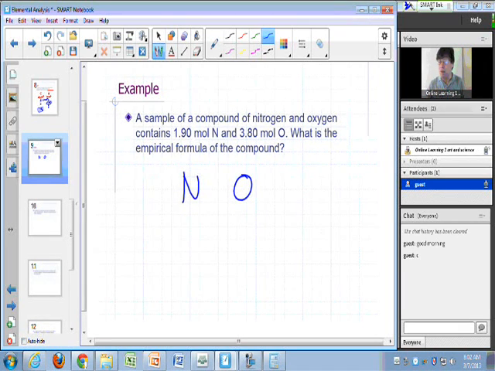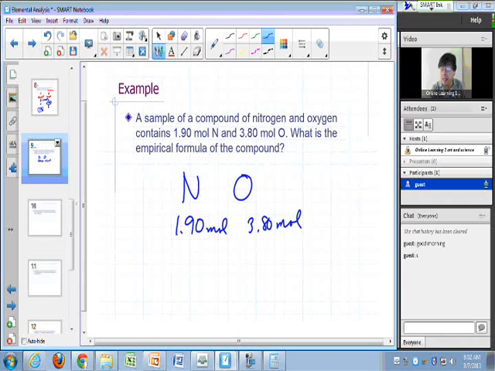Let's say you have a compound that's made up of nitrogen and oxygen, and in a particular sample of the compound, you did an analysis in the lab. You determined how much nitrogen and oxygen it has, and you found that it has 1.90 moles of nitrogen and 3.80 moles of oxygen. Well, that's your count-to-count ratio, 1.9 moles to 3.8 moles. Remember, we can count by moles. In fact, that's a preferable way to count atoms and molecules.